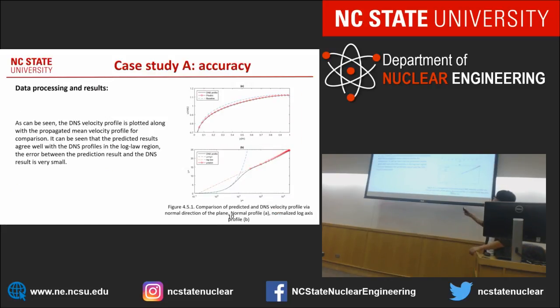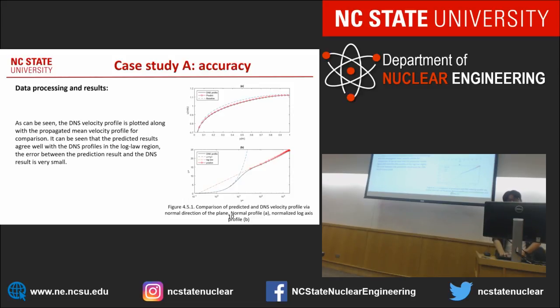As you can see from the upper right picture, we have the blue line, which is the baseline, the one that is incorrect. But we are going to make a correction based on the baseline. The black line is the DNS profile, which we consider as the accurate result. Now we do the correction based on our machine learning model, and after that we obtain the red circle line, which is the prediction line. As you can see, our prediction agrees well with the DNS data. So this is the first example.